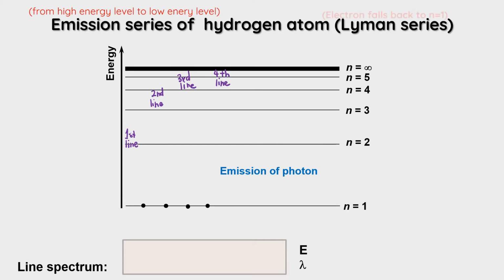In Lyman series, electron from high energy level will fall back to N1. So the first transition here, electron from N2 falls to N1. And during this transition, energy will be emitted. And it will appear as this single line in the line spectrum. So this line is actually the first line in the line spectrum, showing the transition of electron from N2 to N1.